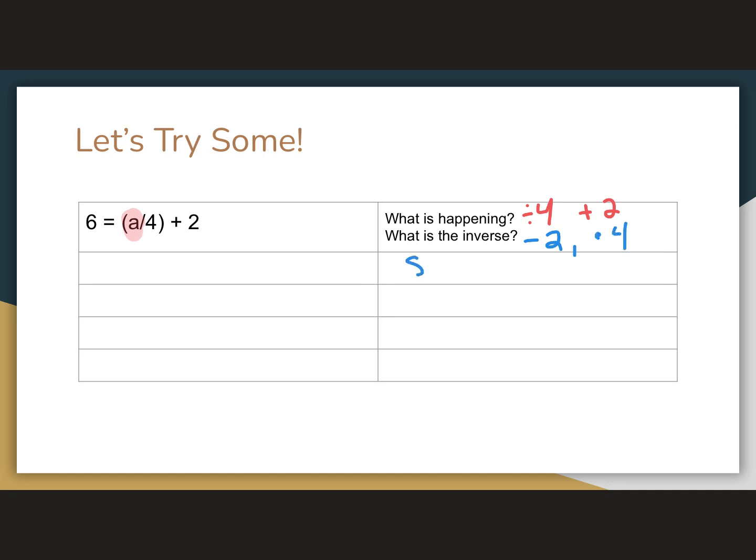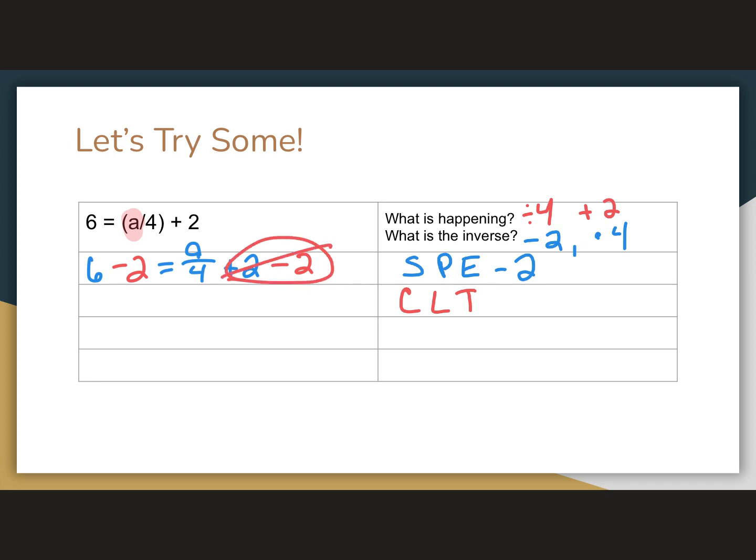So I'm going to start with my subtraction property of equality. I'm going to subtract 2. So I have 6 minus 2 equals a over 4 plus 2 minus 2. I'm going to combine my like terms. Here, those are going to cancel. 6 minus 2 is 4 equals a divided by 4.